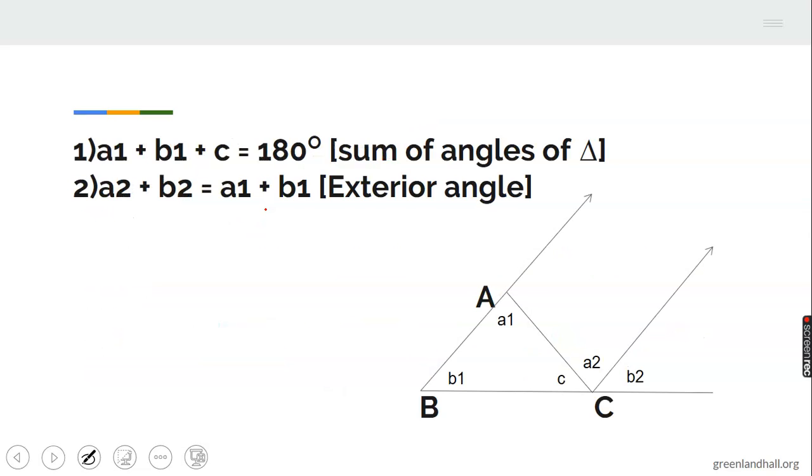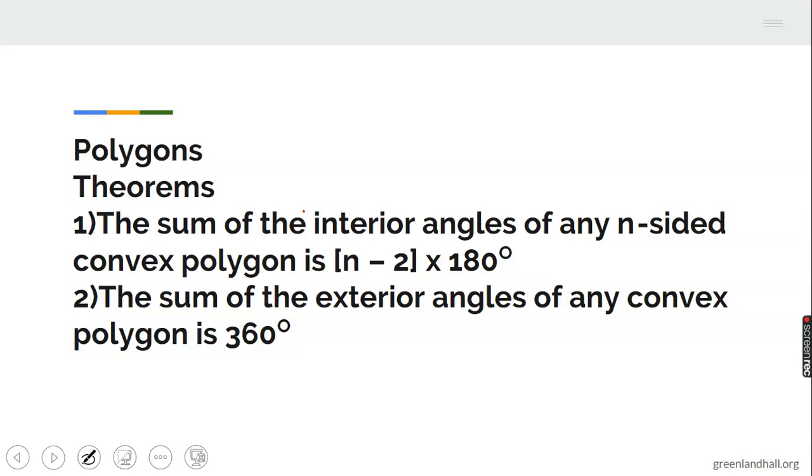I explain them with this diagram. First theorem: angle A1 plus B1 plus C is equal to 180 degrees. The second one, this is the exterior angle to this triangle. So the exterior angle A2 plus B2 is equal to the opposite interior angles, that's this and this, A1 and B2. It's called the exterior angle.